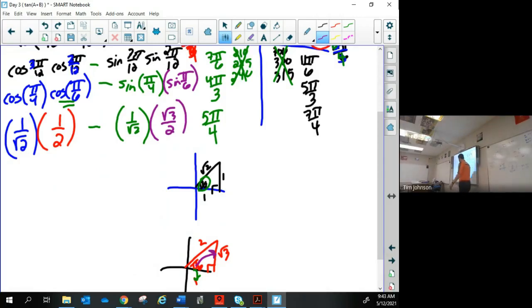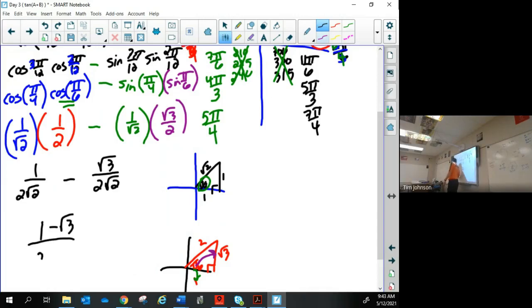All right, let's do the math. Then multiply, numerator times numerator, denominator times denominator. We got common denominators, so we got 1 minus the square root of 3 all over 2 square roots of 2. Rationalize it.